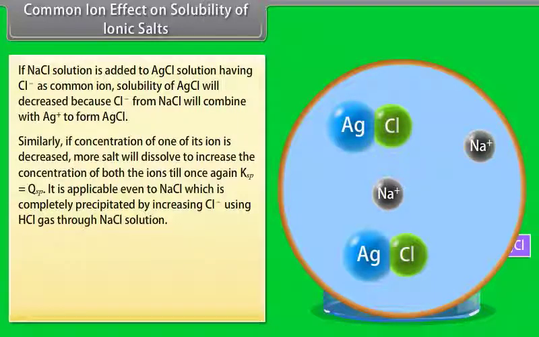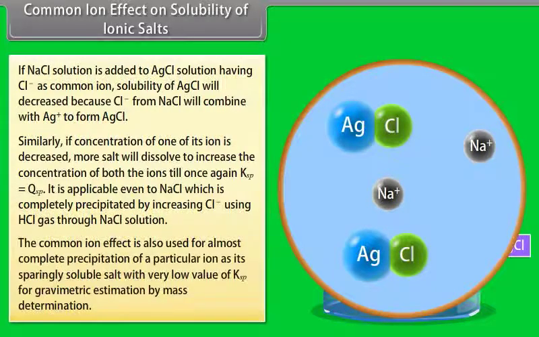It is applicable even to NaCl, which is completely precipitated by increasing Cl- using HCl gas through NaCl solution. The common ion effect is also used for almost complete precipitation of a particular ion as its sparingly soluble salt with very low value of Ksp for gravimetric estimation by mass determination.